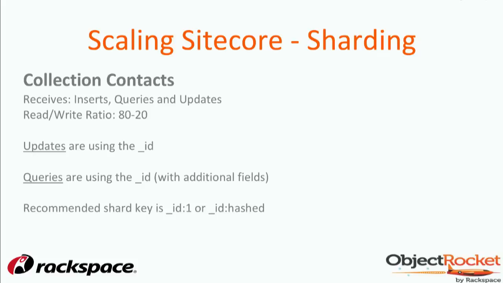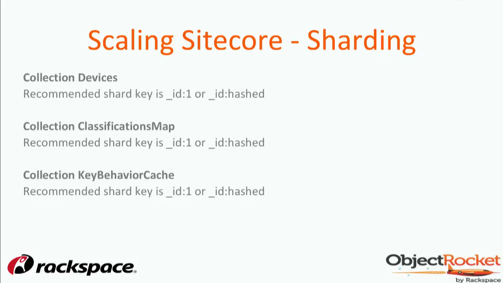And for the collection contacts, using the same methodology, things were slightly easier because all updates were on ID, all queries were on ID, and some additional fields there, ID and something else. So the shard key here is very easy to identify as underscore ID, right? Some other collections that we shard, we investigate and shard. We end up with the conclusion that underscore ID or underscore ID hashed is the best shard key.